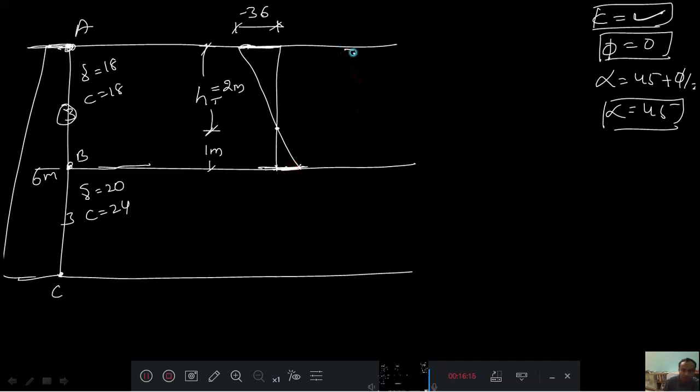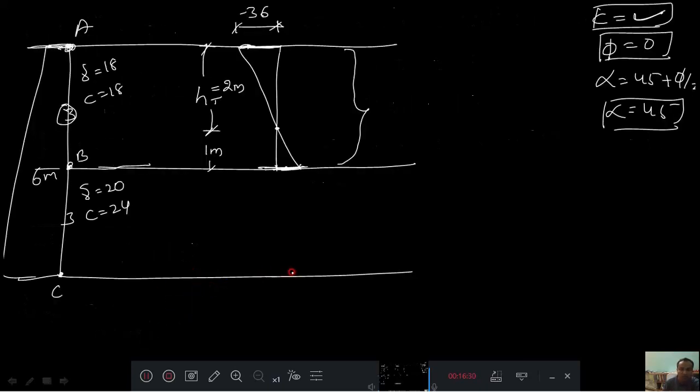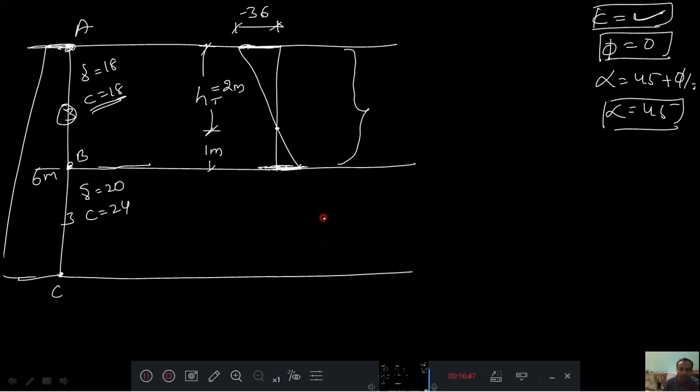The vertical stress is because of this much of soil, therefore that is your gamma into h. Gamma is 18 and h is 3 meter soil. Minus 2 into which c it is? The top soil, just above the B point, belongs to the top C. Therefore, this is C1, minus 2 into 18. The answer is 3 times 18, minus 2 times 18, therefore 18, you got it. Means I can write here this answer is 18. But I don't know what has happened below. Below I don't know. Therefore, I will consider another point here.